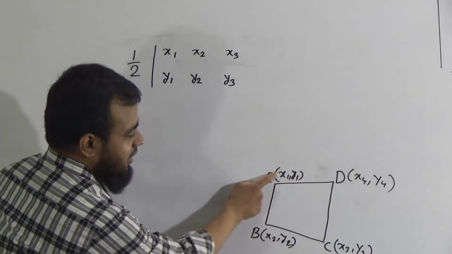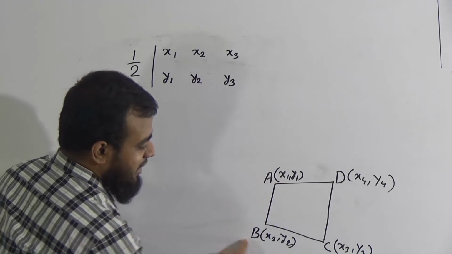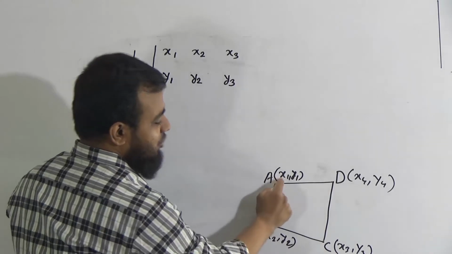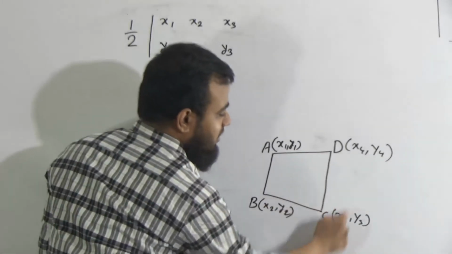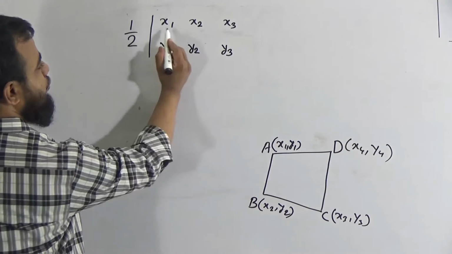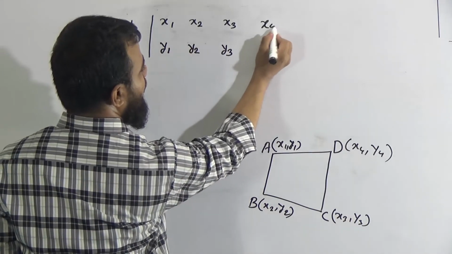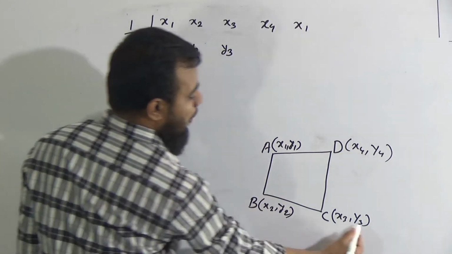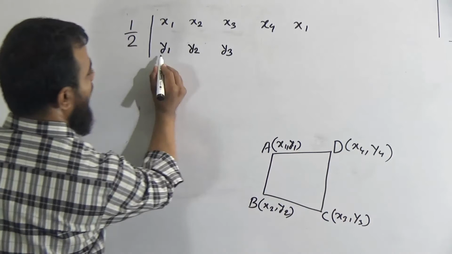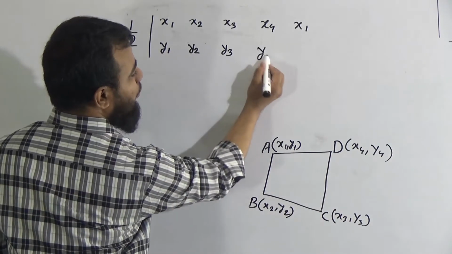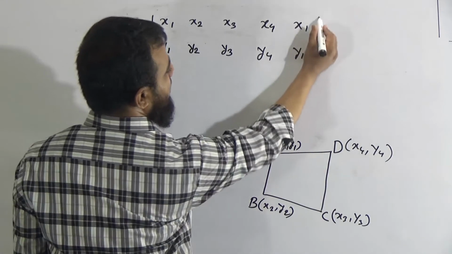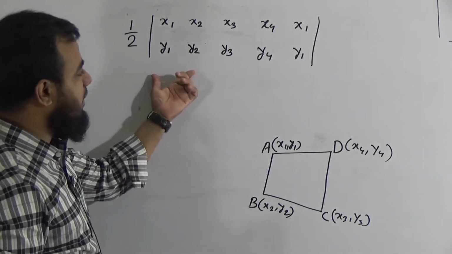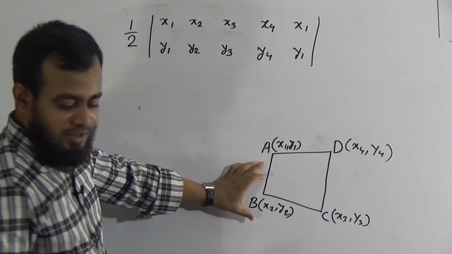We'll take x1 first, A, B, C, D. This is anti-clockwise. So A, B, C, D, A. That means x1, x2, x3, x4, then x1. Like this, we should go y1, y2, y3, y4, y1. This is our value of the area. This is the value of the area of this quadrilateral.